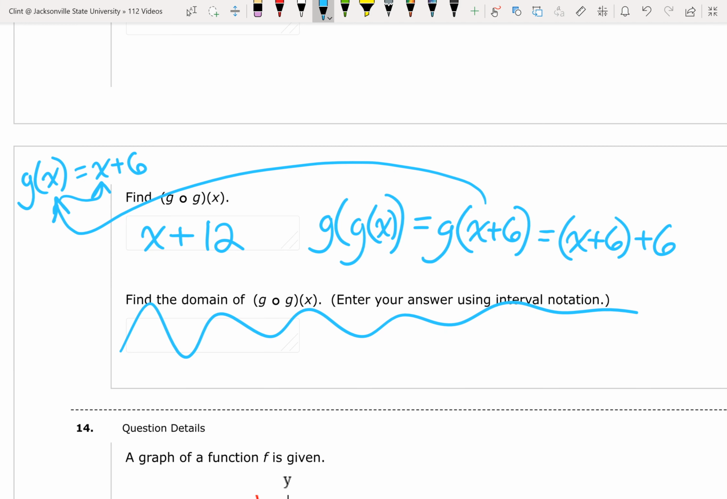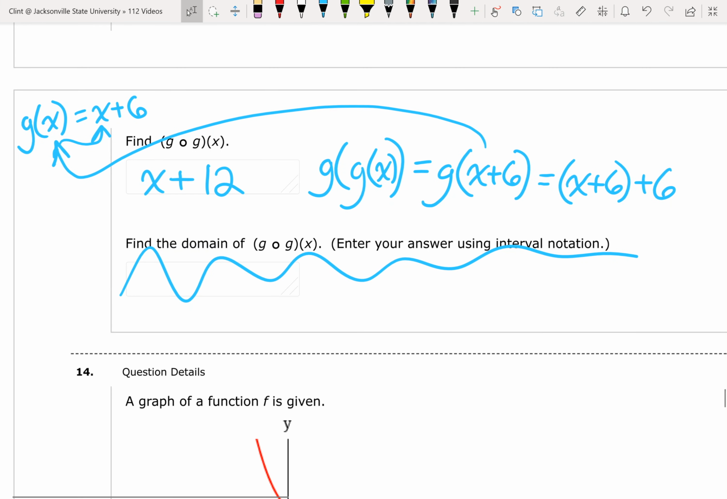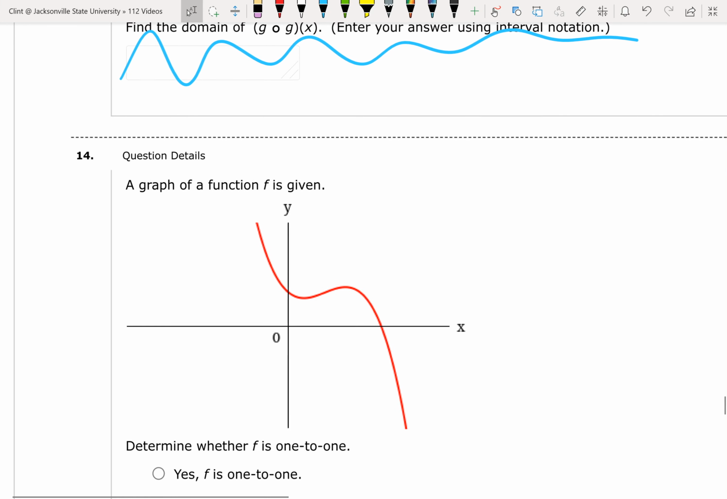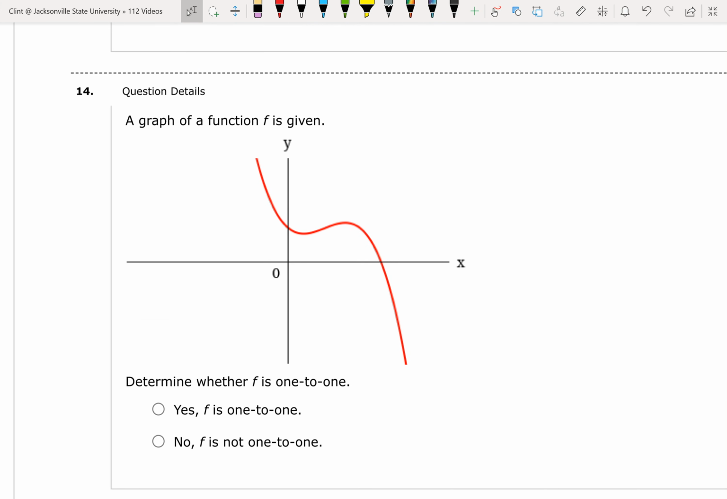Okay, 14 gives us the graph of a function and says determine if it is 1-to-1. So if we're looking to see if it's 1-to-1, we do the horizontal line test. So here I see if we draw in a horizontal line right there, it's going to touch our graph more than once. So that means no, this function is not 1-to-1, which means it does not have an inverse.